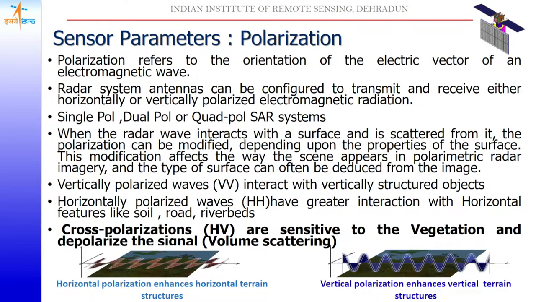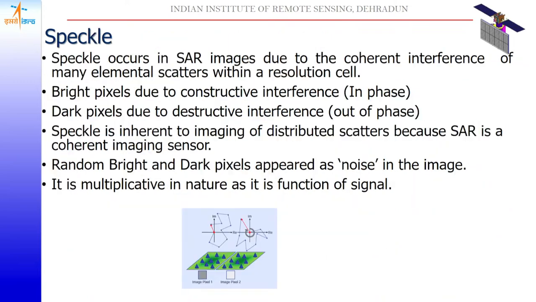We have a separate polarization lecture also, so we will study the polarization concept in detail in that lecture. Next is the speckle. What is speckle? In a SAR image we have some very granular noise. Speckle arises because the SAR system is an active sensor and we are transmitting electromagnetic radiation, and all these radiations are coherent in nature. Whenever we transmit coherent electromagnetic radiation, there will be some interference, constructive and destructive interference.